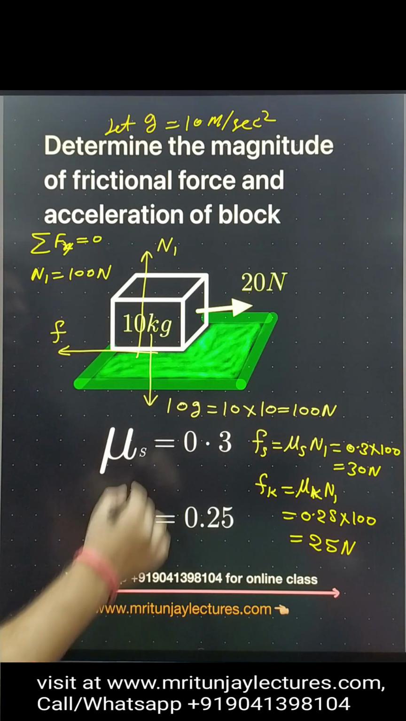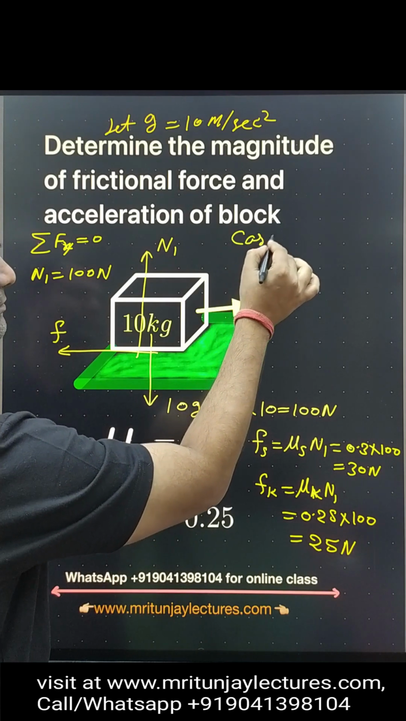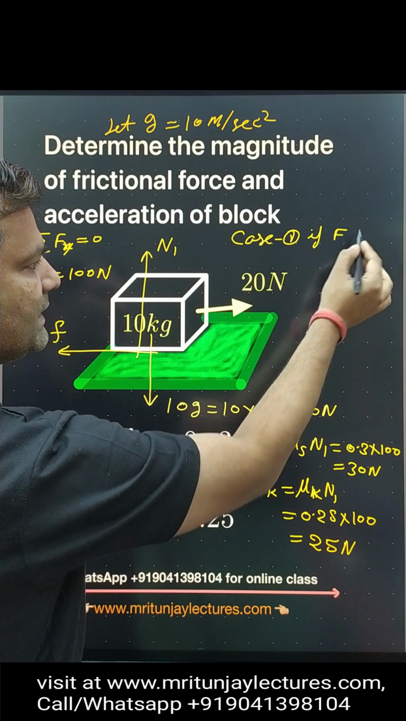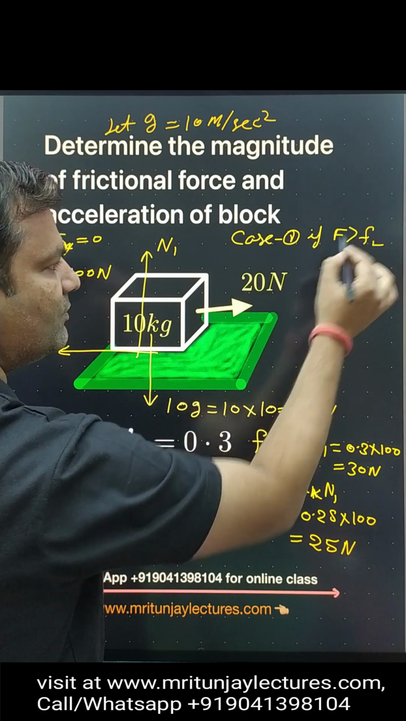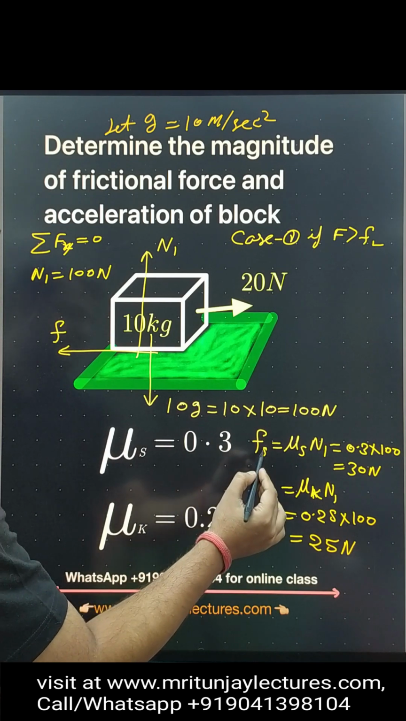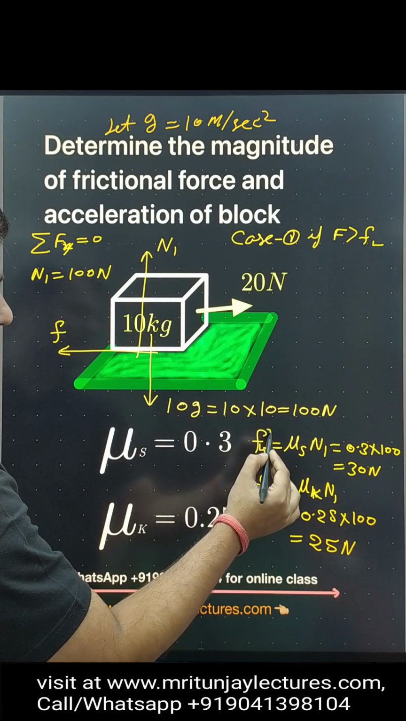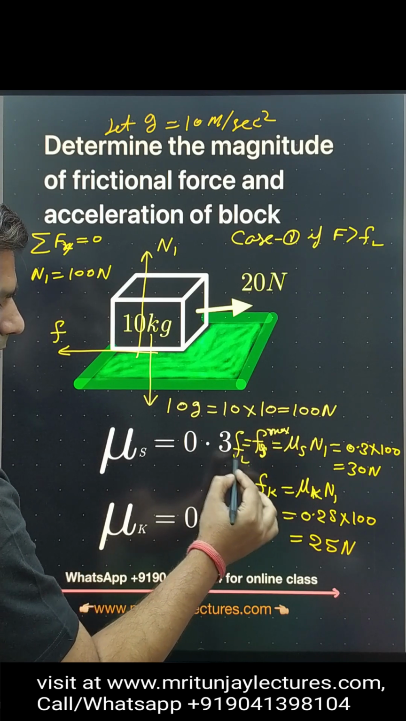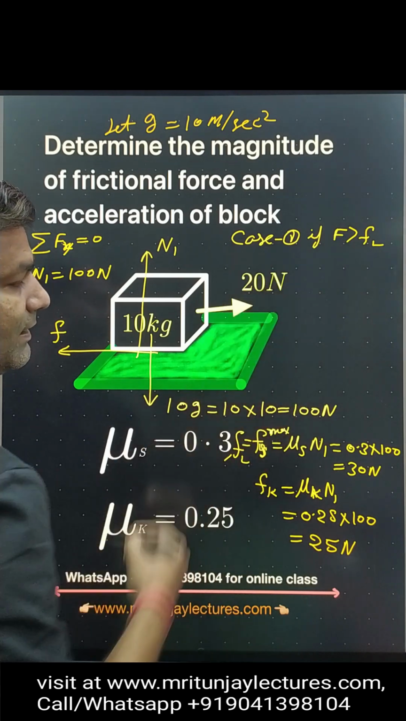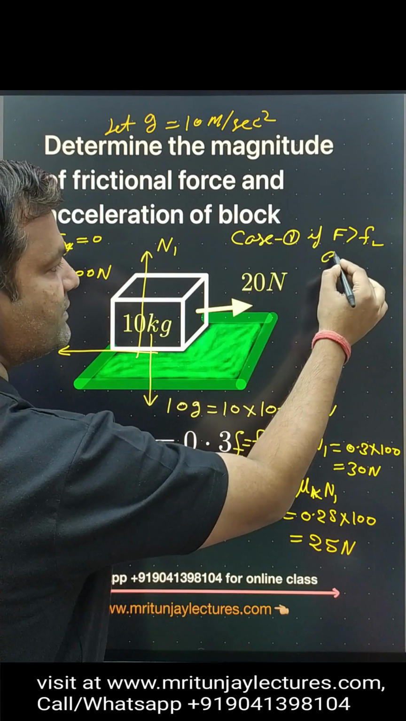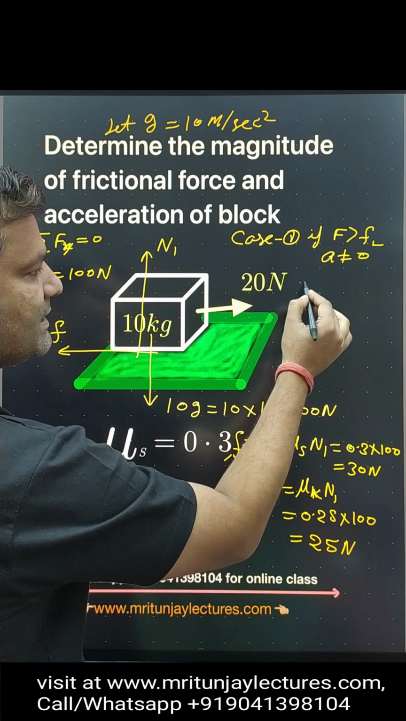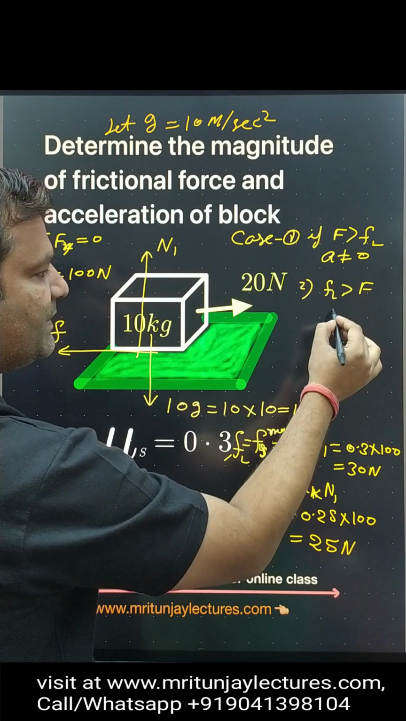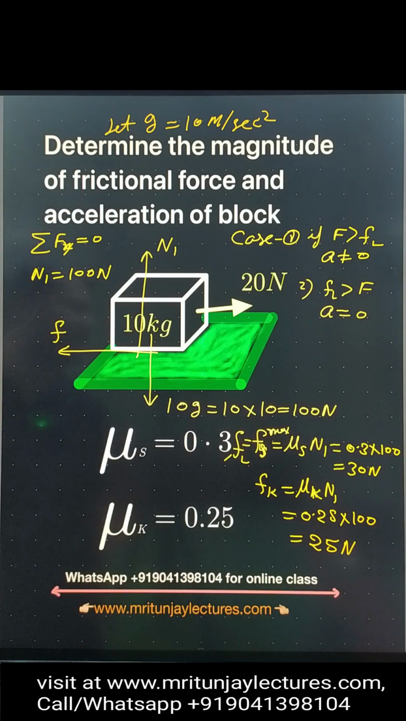Now, case first: if the applied force, capital F, is greater than the limiting value, the limiting frictional force, that is called FL, Fs max, then acceleration is not 0. And second case, if FL is greater than capital F, it means acceleration is 0, means the block is not moving.